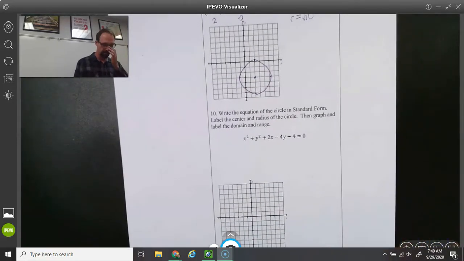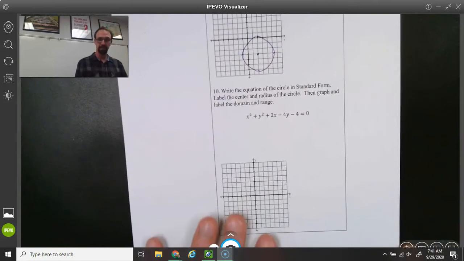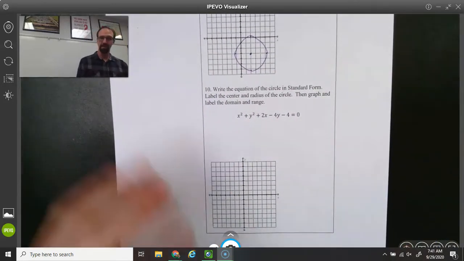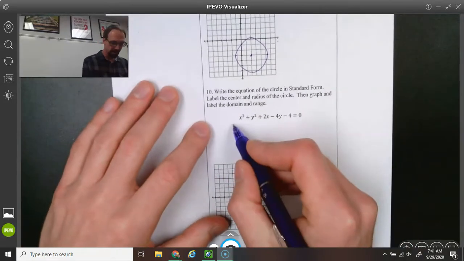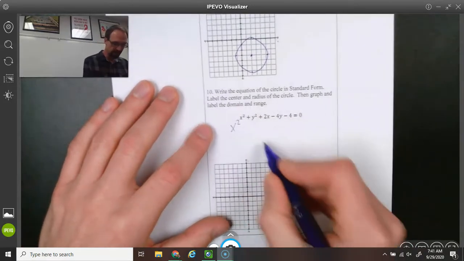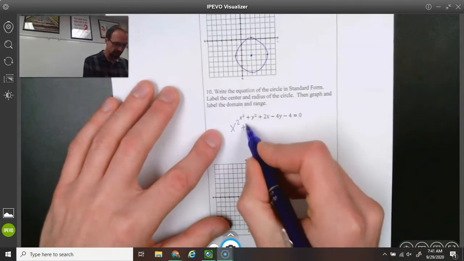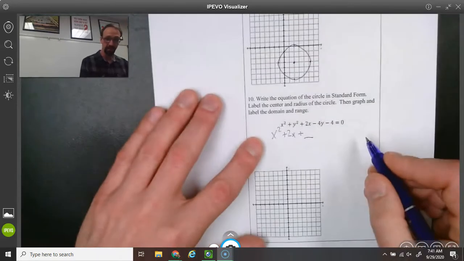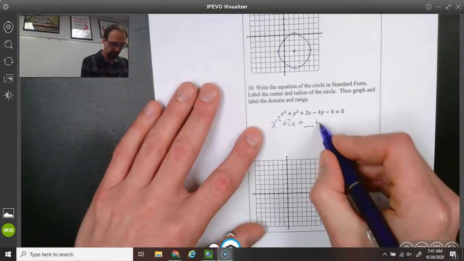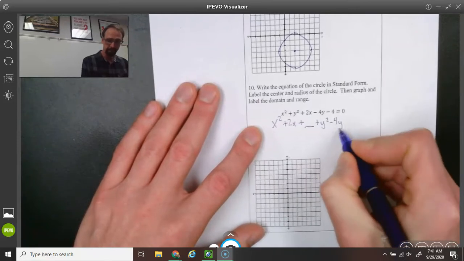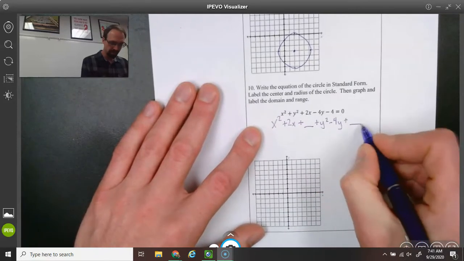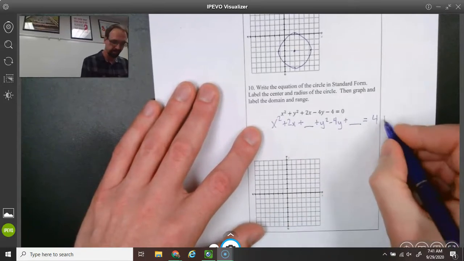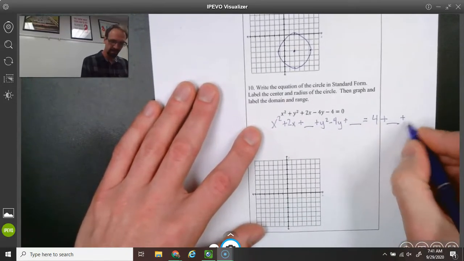This says write the equation of the circle in standard form, label the center and radius of the circle, then graph and label the domain and range. For this one, we need to kind of group everything together. So for this, I'm going to have x squared plus 2x plus blank. We'll see what the blank is here shortly. And then y squared minus 4y plus blank equals positive 4. You see I've moved the negative 4 off to the other side. I'm adding 2 blanks here on the left-hand side, so I'm going to add 2 blanks over here.